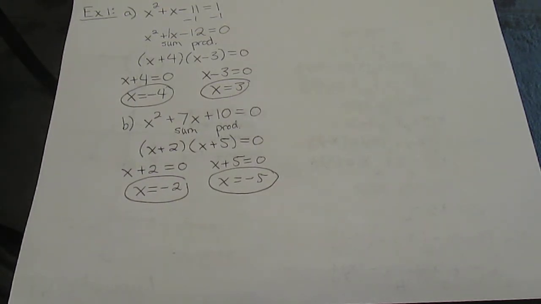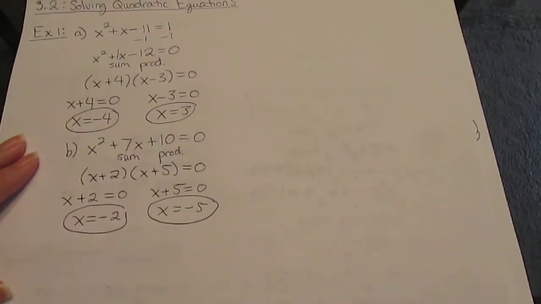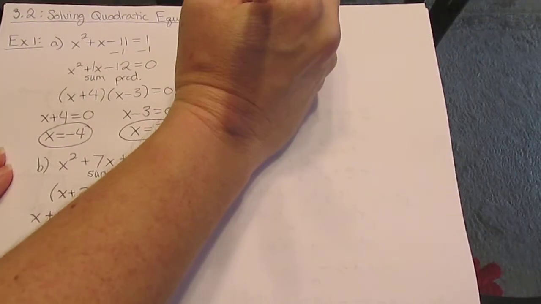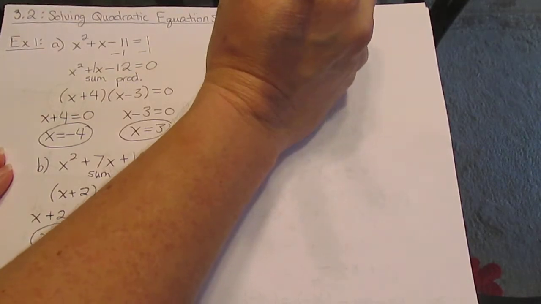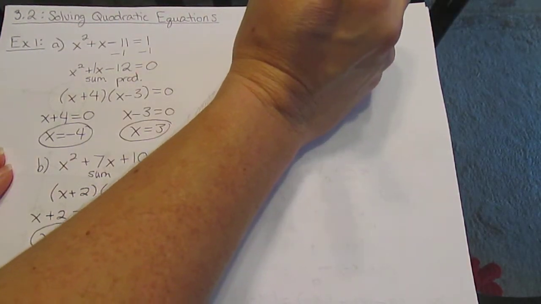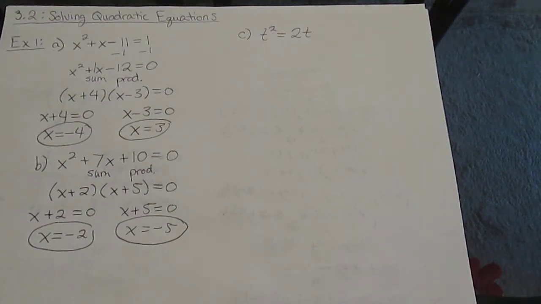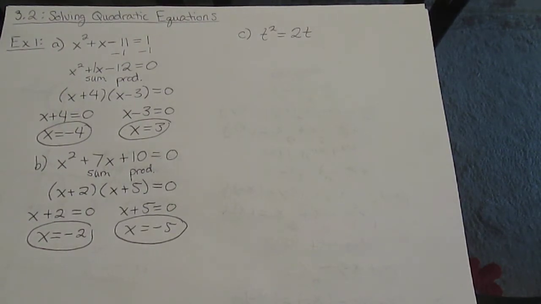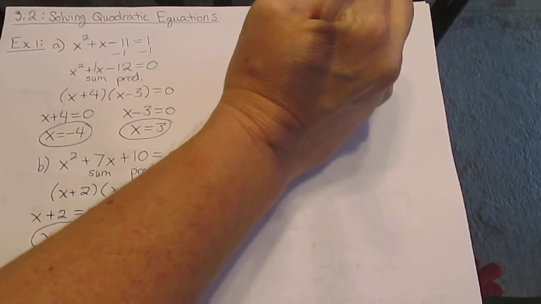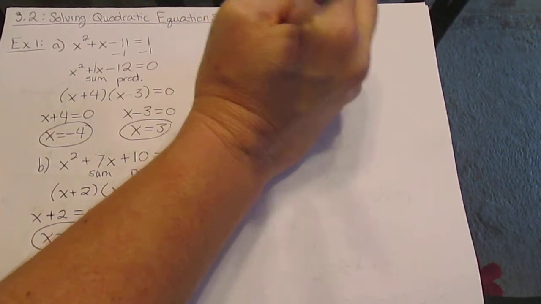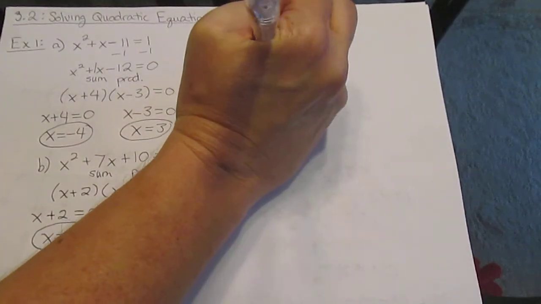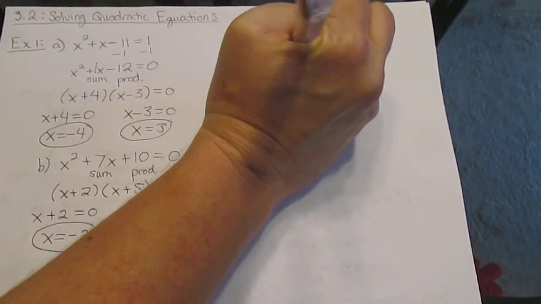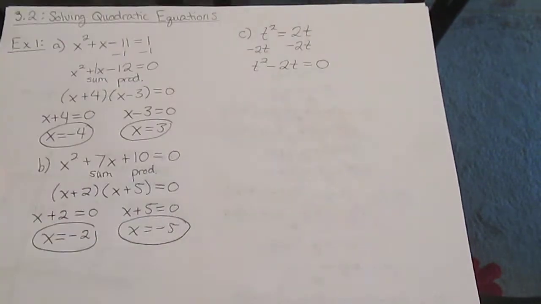Okay, let's look at a slightly different problem. I've got t squared equals 2t. Okay, again, first step, set the equation equal to 0. So I'm going to go ahead and subtract 2t from both sides here. These are not like terms though, so we'll just leave them separate. So I've got t squared minus 2t equals 0.